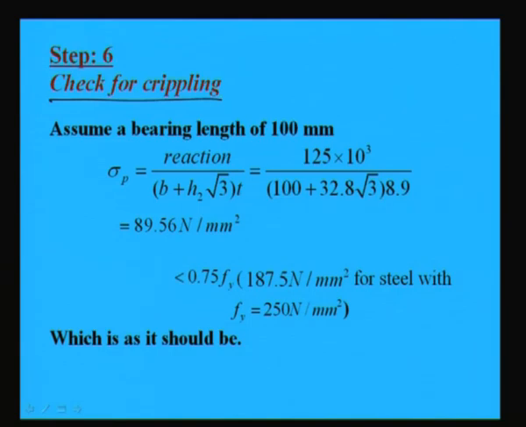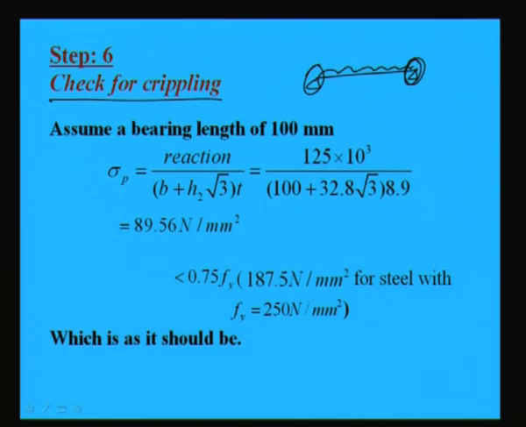What will we do in case of crippling? As this is a simply supported beam with a UDL, there is no concentrated load. So, crippling will only happen at the support, because there is no concentrated load on the beam due to external load. Only as a reaction force the crippling will happen, right.